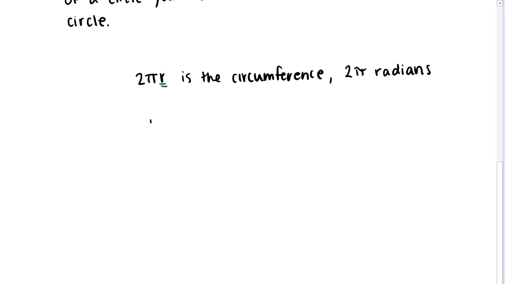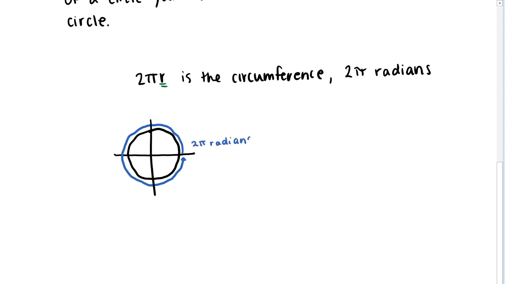Here, just to include a quick picture, if we were to go all the way around the circle, we would be going 2 pi radians around the circle. And I can think of this like going around 360 degrees. 2 pi radians is analogous to rotating 360 degrees.